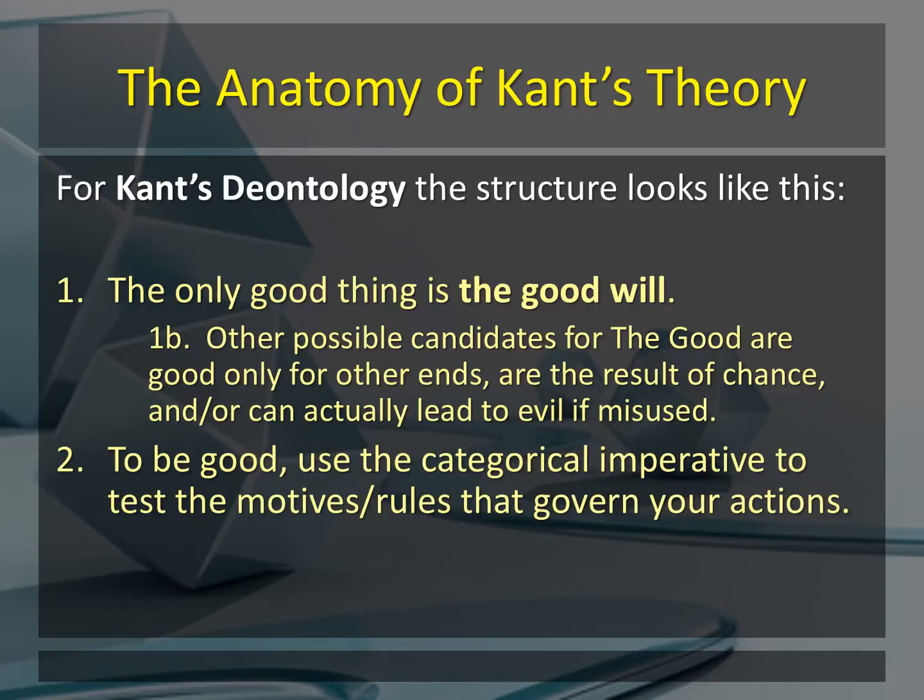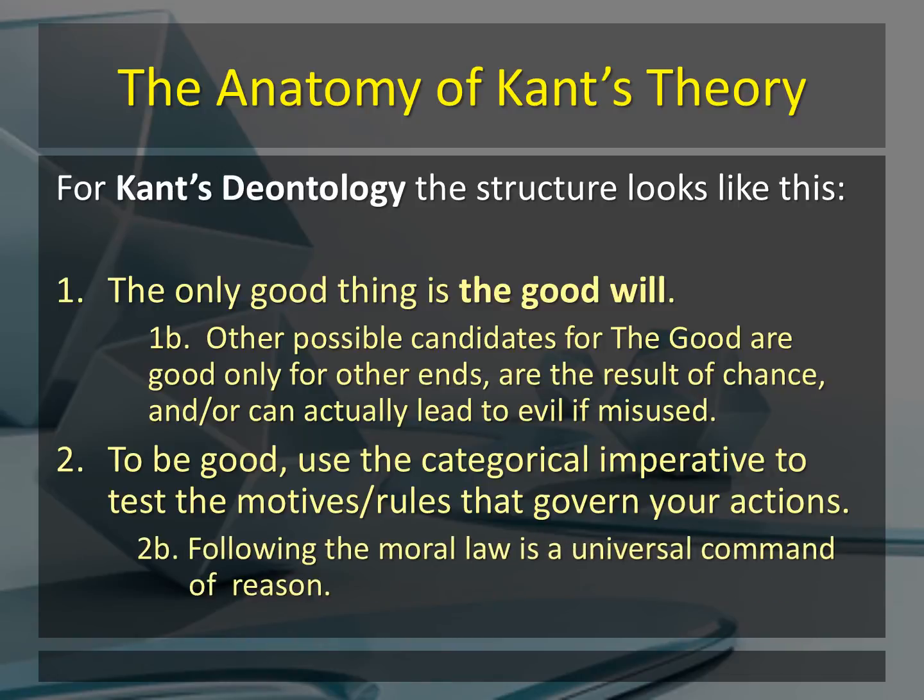The second part is the method. The method to be good is to use what is known as the categorical imperative to test the motives or rules that govern your actions. We will explain what the categorical imperative is later and specifically discuss 2 major formulations of it. The justification for this is that following the moral law is a universal command of reason. Violating the categorical imperative is thought to violate one's reason itself. And an important note here, for Kant the good will is entirely the rational will, the will that conforms to reason.